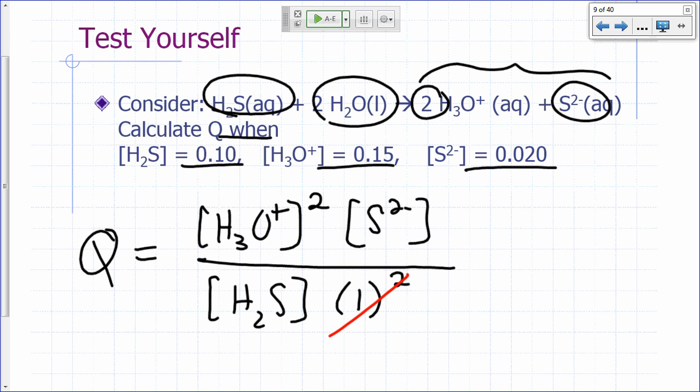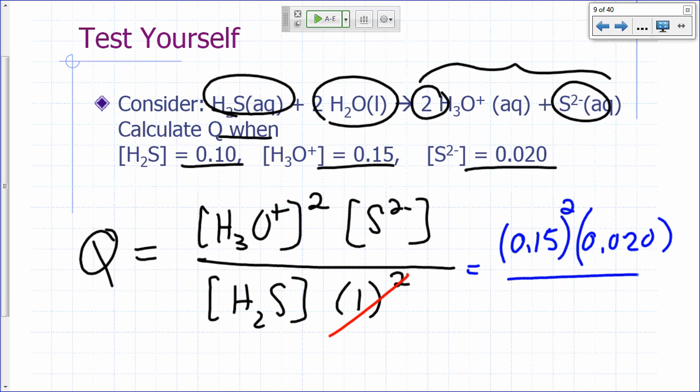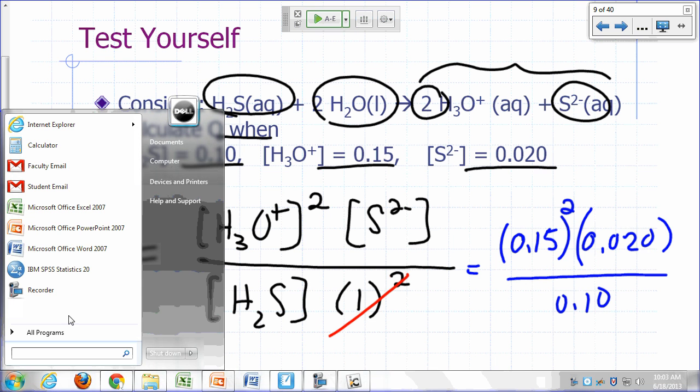All right, so let's plug in our numbers. What are the numbers? H3O plus is how much? 0.15 squared. And sulfide is 0.020 divided by H2S, which is 0.10. Okay? So that should give you how much?